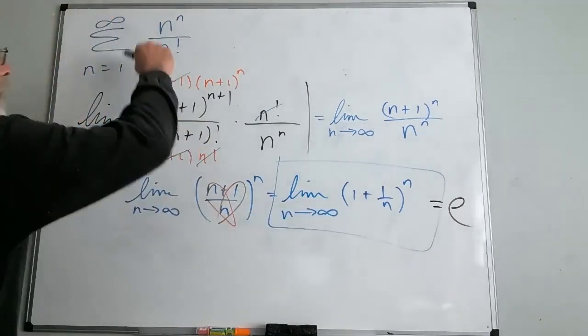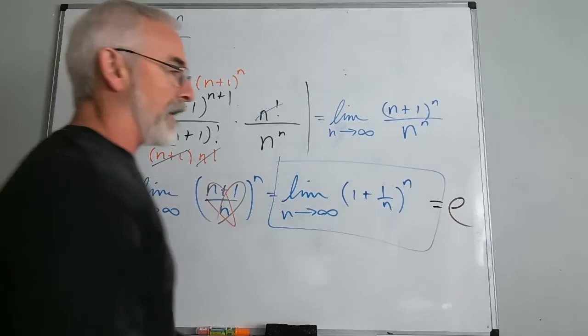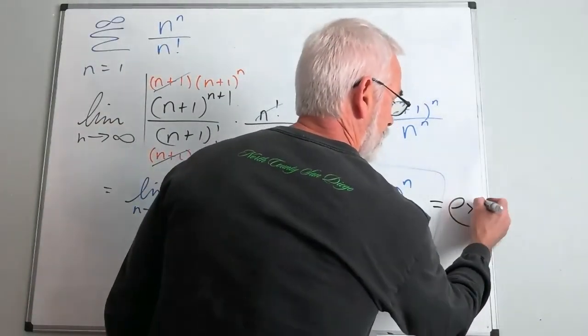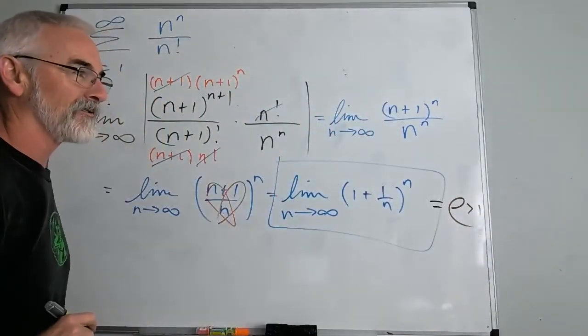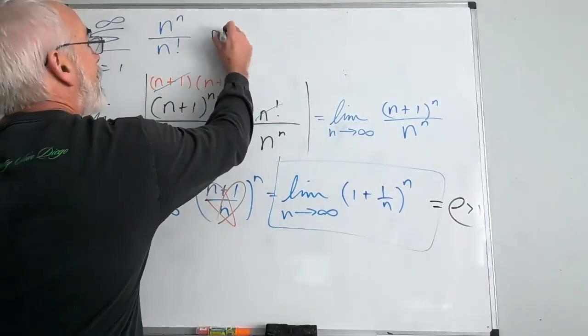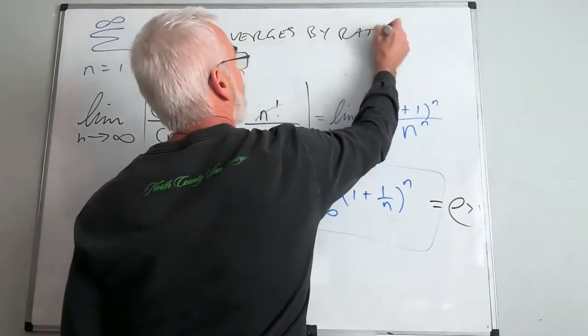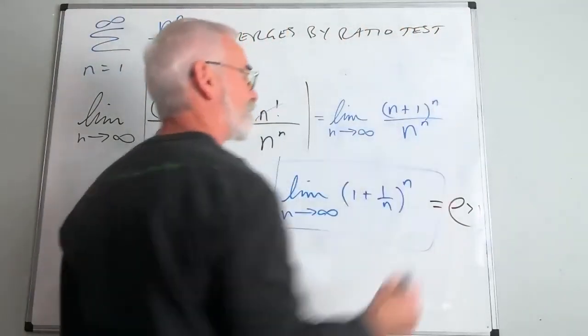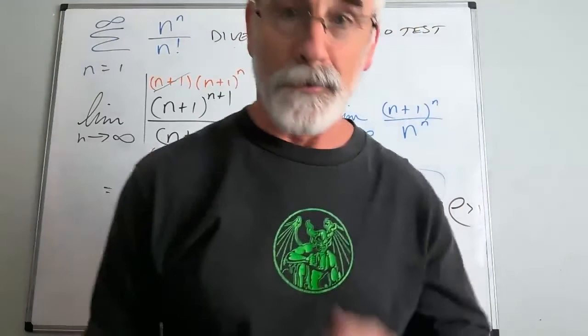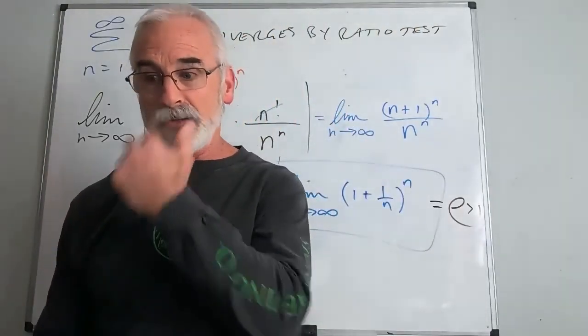Whoa. Now, go back to here. Oh, by the way, greater than 1? Yeah. So therefore, this diverges by the ratio test. Now you know why this is my favorite one, because it's just so much fun. And it turns out this is the one we're going to use the most often.